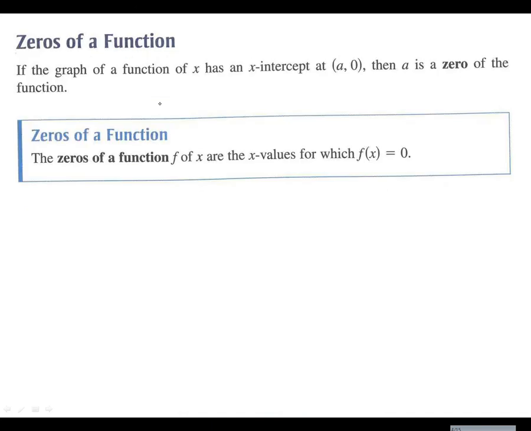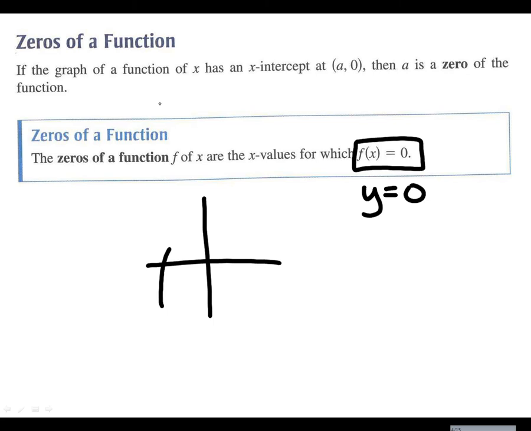All right, zeros of a function. When we talk about zeros of a function, we're talking about f of x equals 0, which we all know means when y is 0. And the other way to talk about that is when we cross the x-axis. So we're trying to find all the places we cross the x-axis. All right? So those are the zeros of a function.